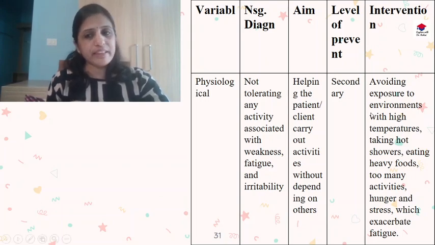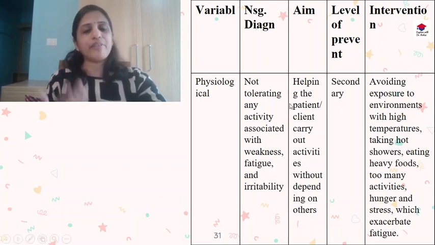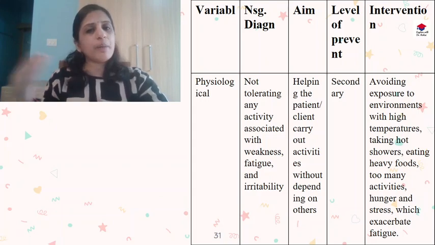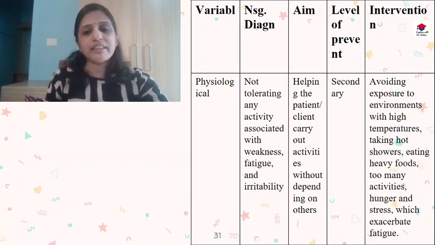Next is level of prevention. Already the patient is suffering from activity intolerance. It is not a primary prevention. So it comes under secondary prevention. So the level of prevention is secondary.